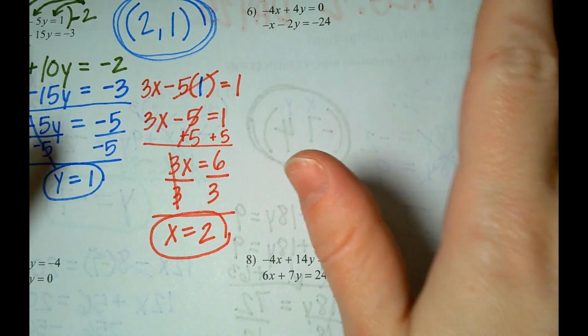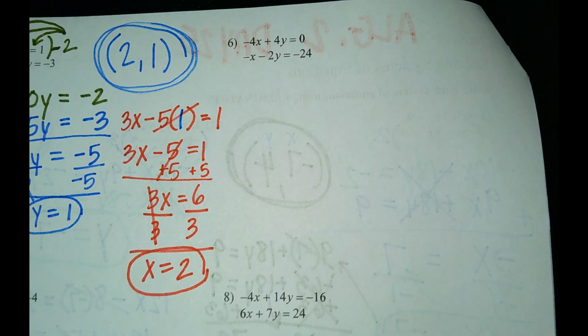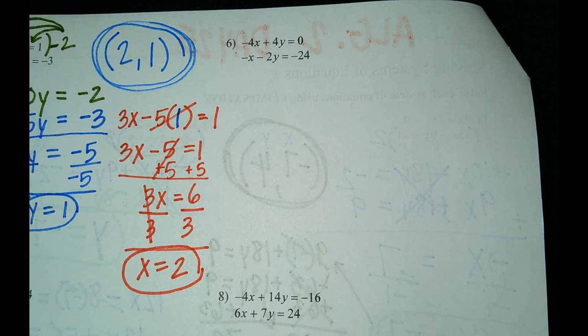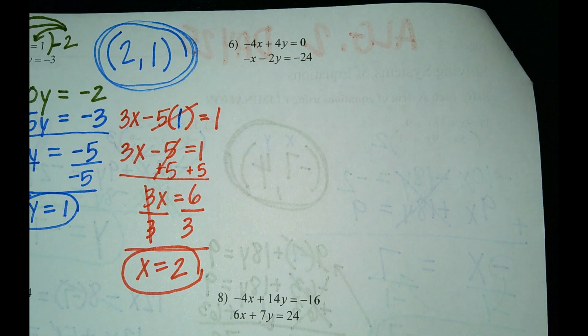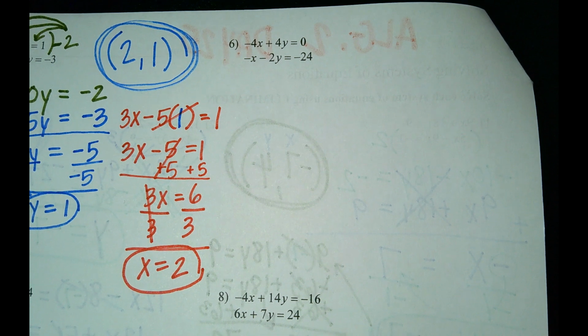Okay, so on the second page, looking at number 6 now, I have negative 4x plus 4y equals 0, and then I have negative x minus 2y equals negative 24. So using elimination, which variable looks easier to cancel out, the x's or the y's? We can do either one.